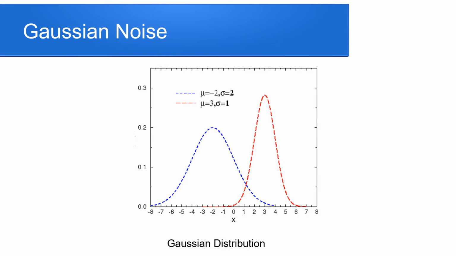In the red PDF, the mean value is 3, so on average 3 would be added to all pixels, some pixels having 1 added or 5 added. But because the distribution isn't that wide, you will see a narrow variation in noise.